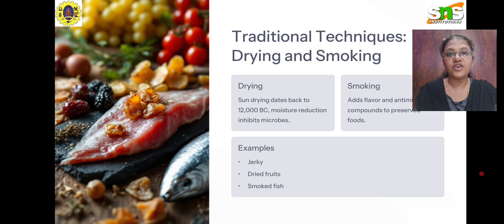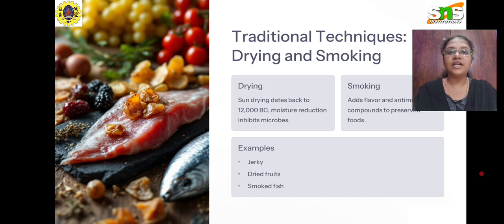Obviously we all know what is drying. Sun drying is the basic method that is being adopted in any form of drying the produce or even the agriculture commodity. Keeping that in mind, the main motto behind drying is reducing the moisture content in the particular food material. So what is smoking?